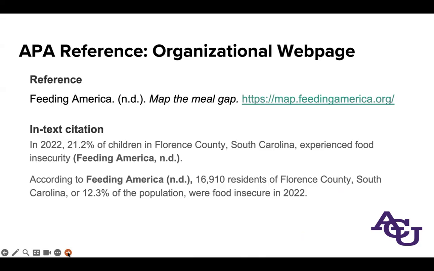For large numbers, 10 and above, we're going to use numerals. So I have 16,910 residents of Florence County. This is an APA guideline, so you don't want to use number words. You want to use numerals in these circumstances to share your data.